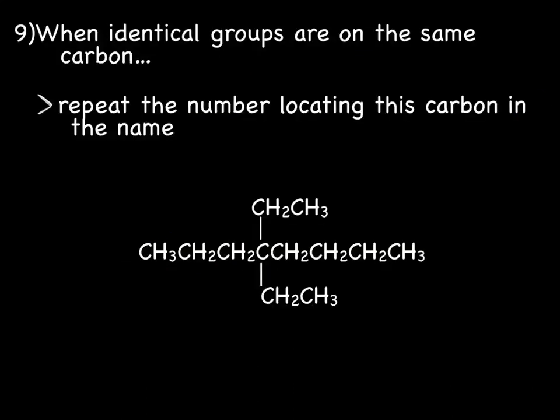All right, we're almost done here. If we have identical groups on the same carbon, just repeat the number locating this carbon in the name. All right, so there's our parent chain, which has 8 carbons. And I'm going to number backwards this time just because. 1, 2, 3, 4, 5. And if I go this way, 1, 2, 3, 4, looks like I have to go forwards. 5, 6, 7, 8.